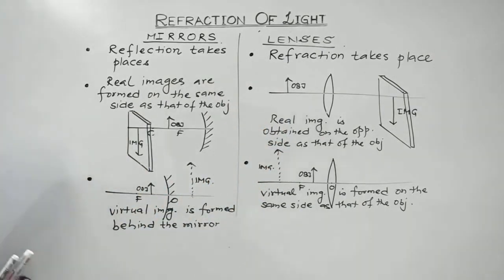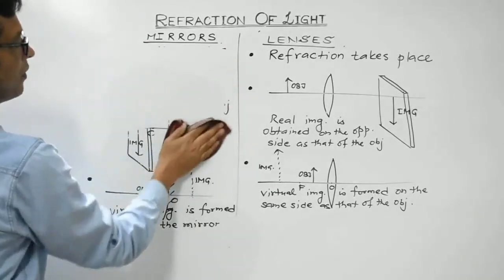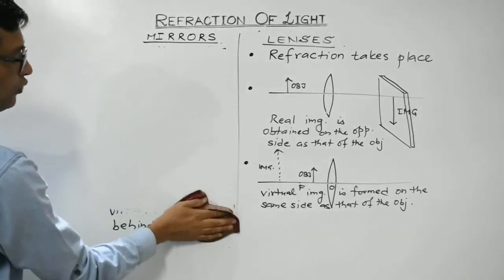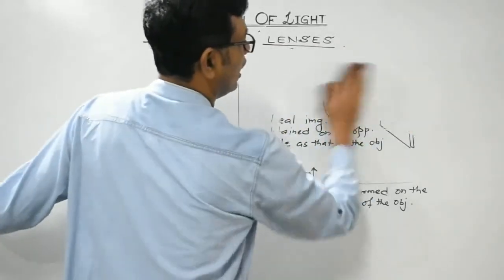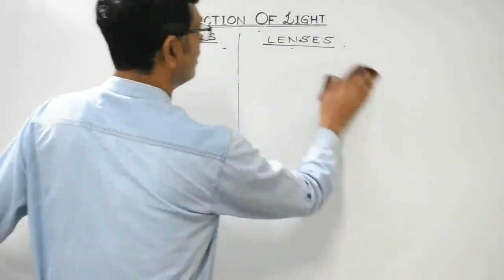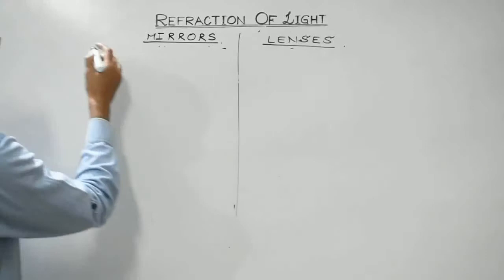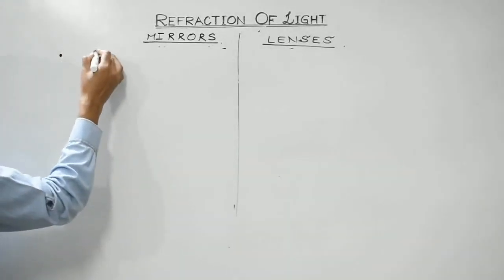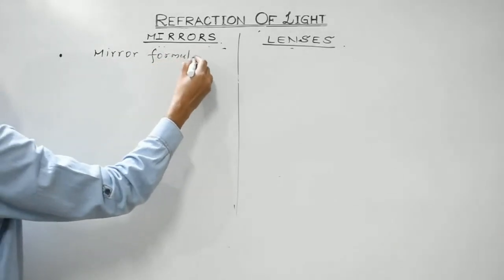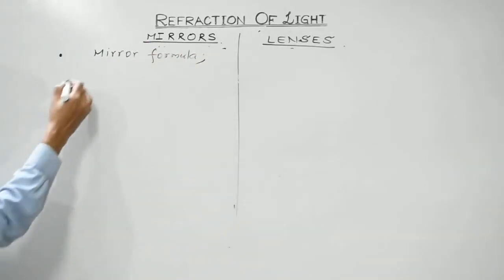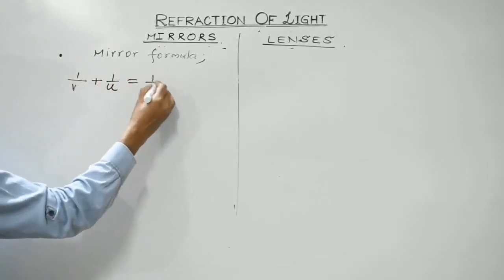There are some other differences as well. Let's discuss those differences also. Now, the relationship in U, V and F in case of mirrors is known as the mirror formula. And the mirror formula, you are aware, is 1 by V plus 1 by U is equal to 1 by F, right? So the fourth point, mirror formula: 1 by V plus 1 by U is equal to 1 by F.